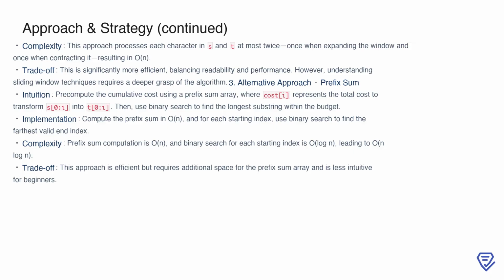We also considered an alternative approach using the prefix sum technique. This involves pre-computing a cumulative cost array, where each entry represents the total cost of transforming the substring from the start of S up to that point in T. Once this array is built, we can use binary search to efficiently find the longest substring within the budget for any starting index. While this method is efficient, with a time complexity of n log n, it introduces additional space for the prefix sum array and is less intuitive for those unfamiliar with binary search or prefix sums.